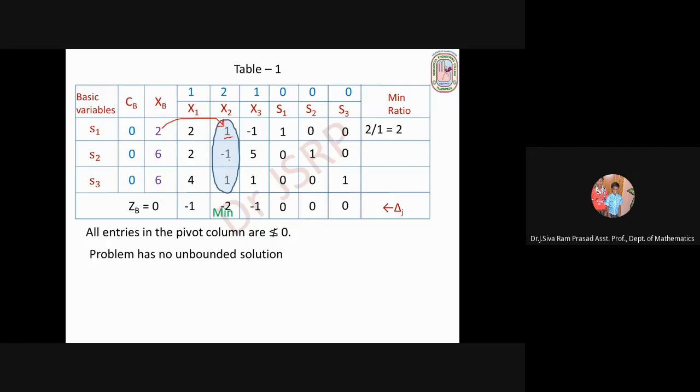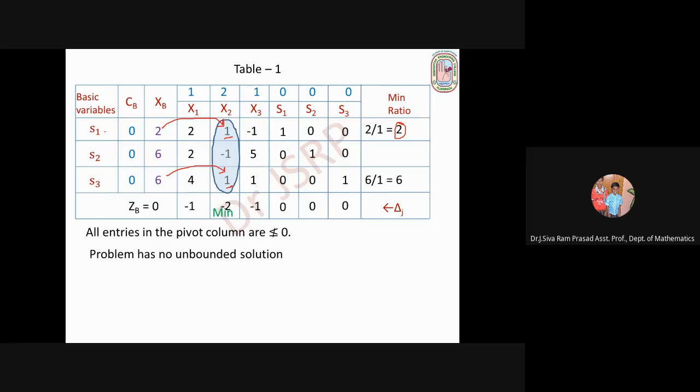Next, this is negative. So we need not consider this value. Okay, we consider only positive values, strictly greater than 0. Again, this is a positive value. Consider the ratio corresponding with solution. Solution is 6. So 6 by 1, that is 6. Okay. So we have two ratios. So what is the minimum of these two ratios? This is the minimum value. So what is the corresponding basic variable? S1. So S1 is the leaving basic variable.